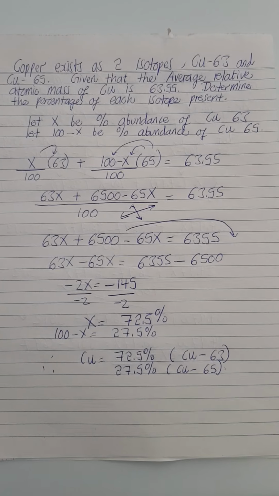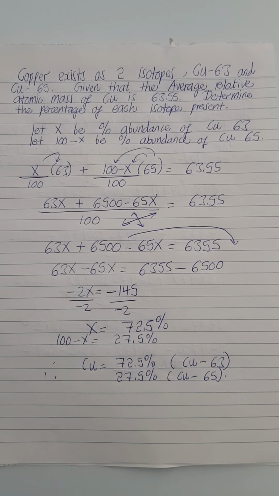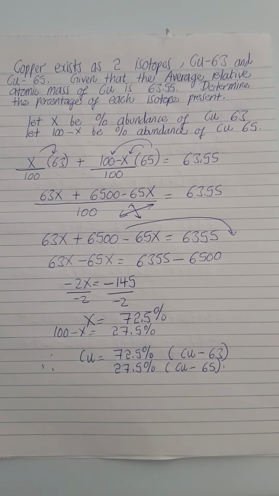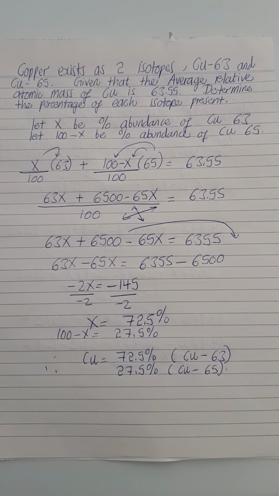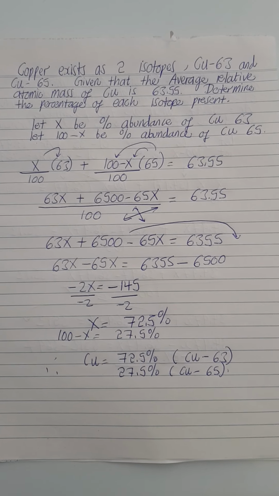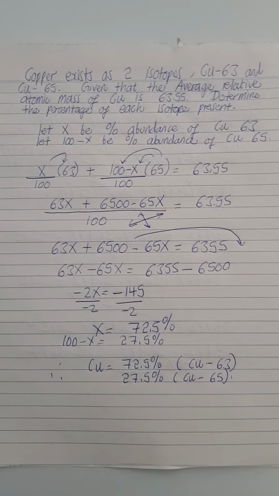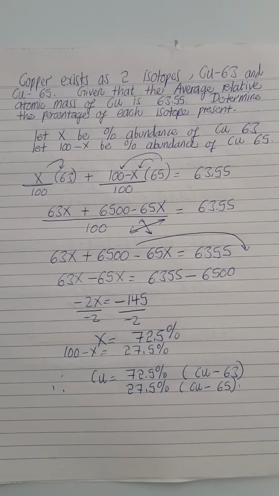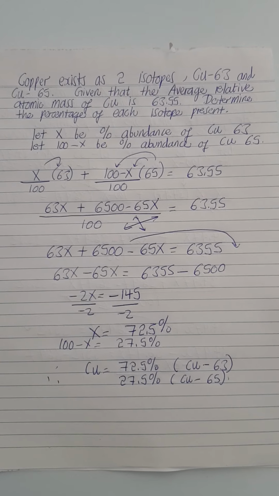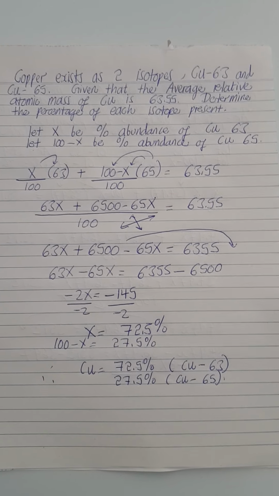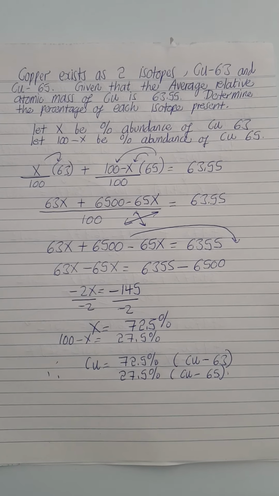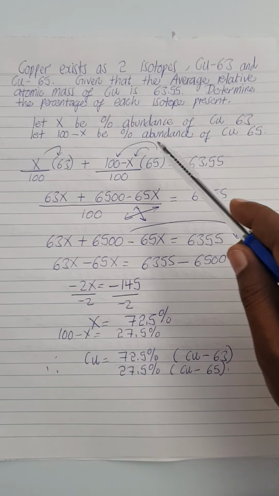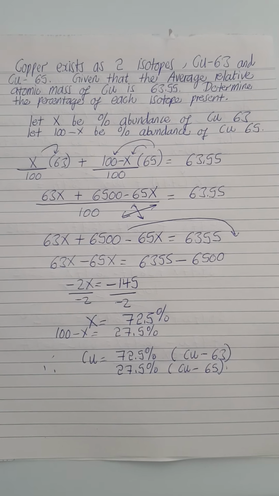Copper exists as two isotopes, Cu-63 and Cu-65. Given that the average relative atomic mass of copper is 63.55, determine the percentage of each isotope present. So let's look at this question in detail. We don't know what the percentages are of both isotopes, so what we could do is say let X be the percentage of the isotope copper-63.